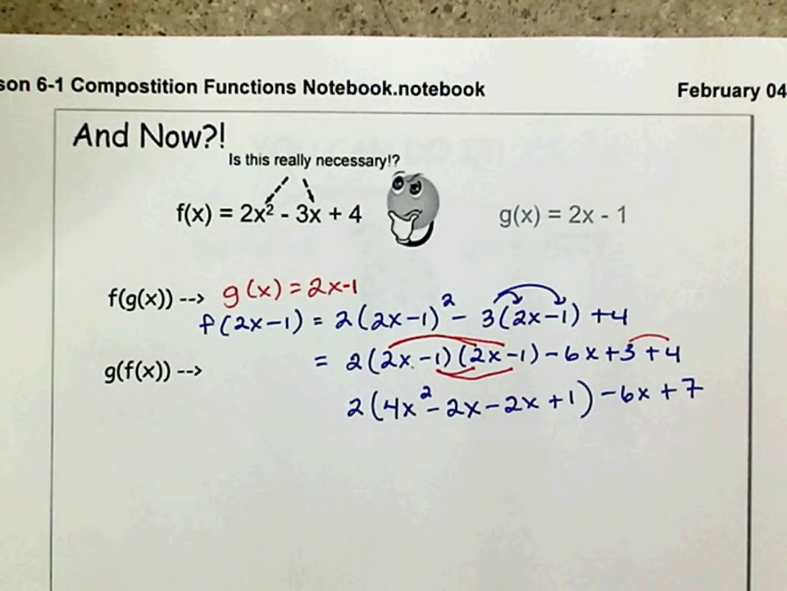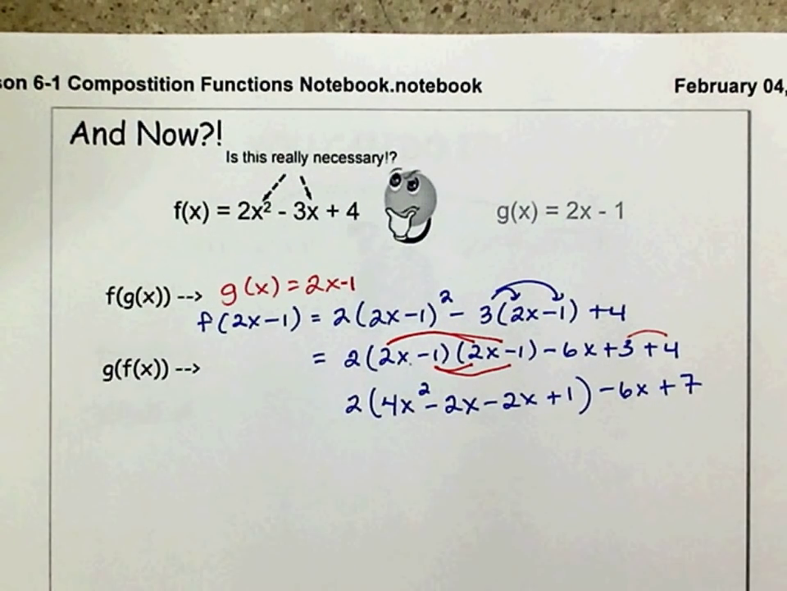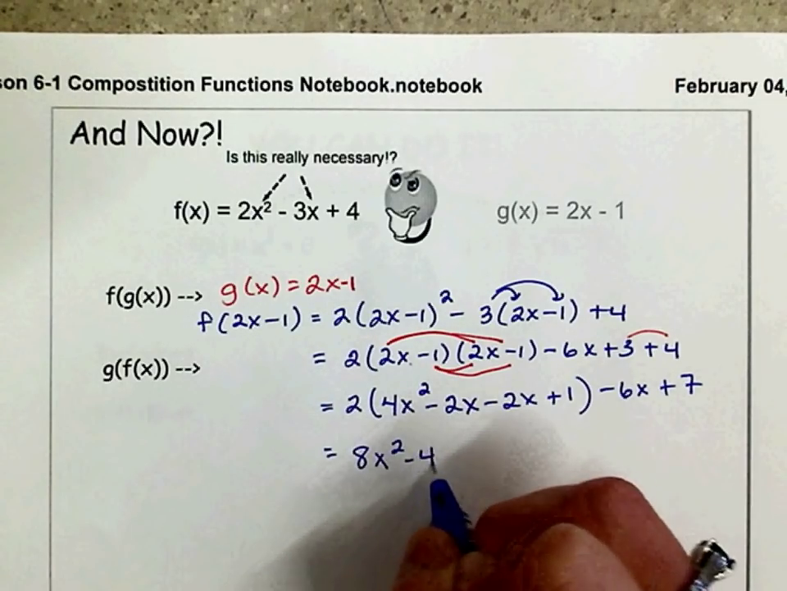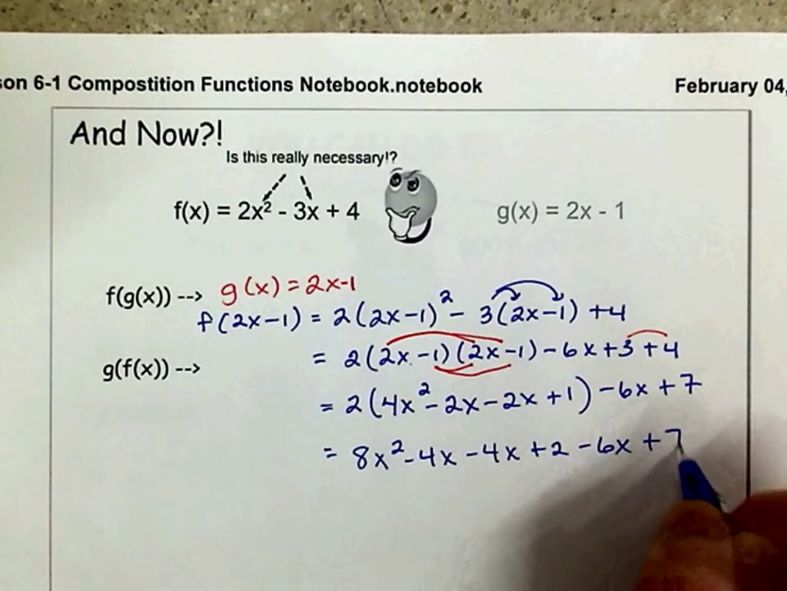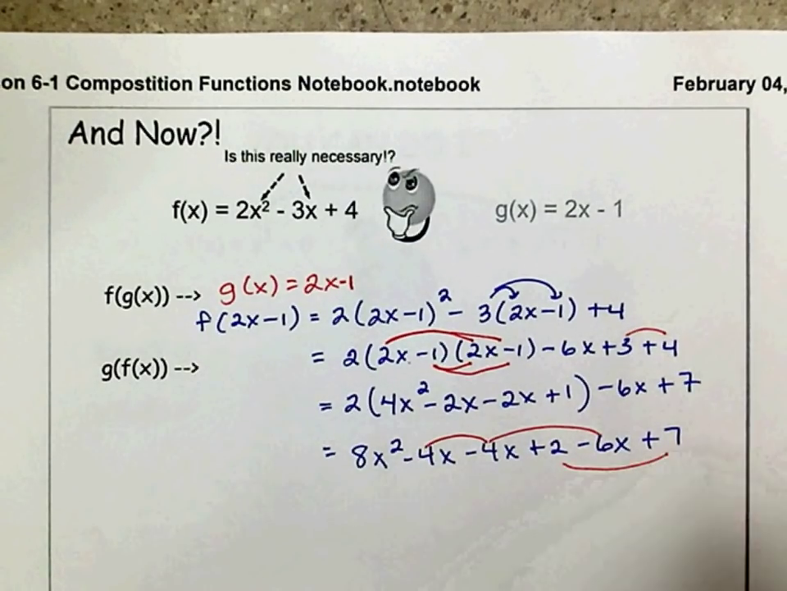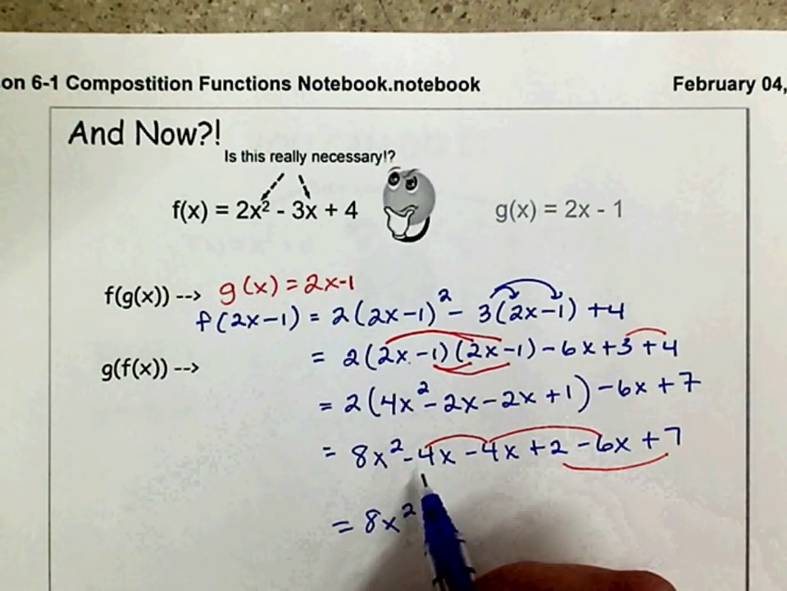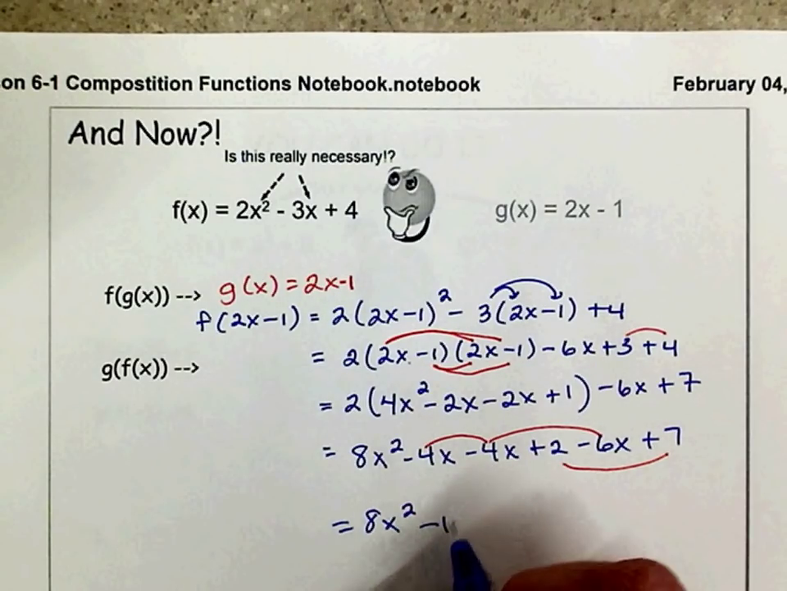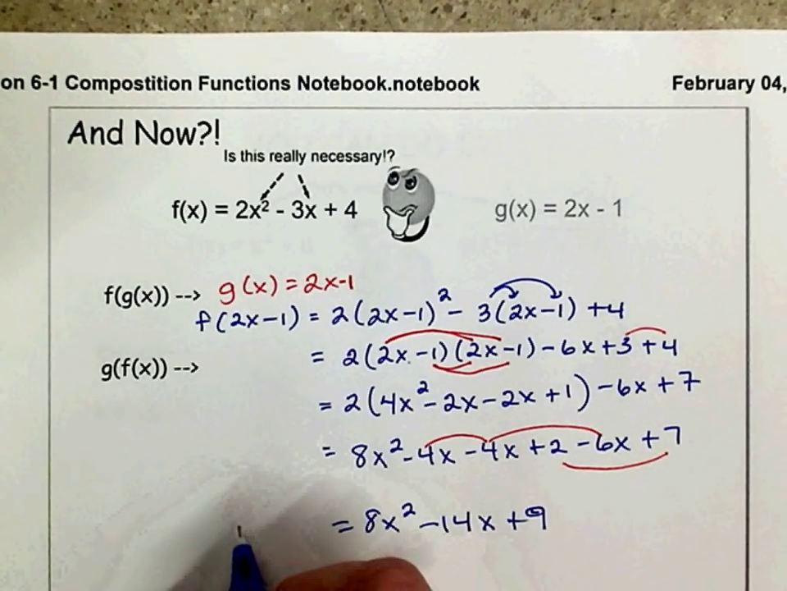You could go ahead and combine your like terms, or you can distribute first, okay? I'm going to go ahead and distribute. So 8x squared minus 4x plus 2 minus 6x plus 7. Combine your like terms, just like so. So 8x squared, try to write them in order from highest to low. Negative 4 minus 4 is negative 8. Negative 8 minus 6 is negative 14x. 2 plus 7 is 9. And there you have f of g of x.